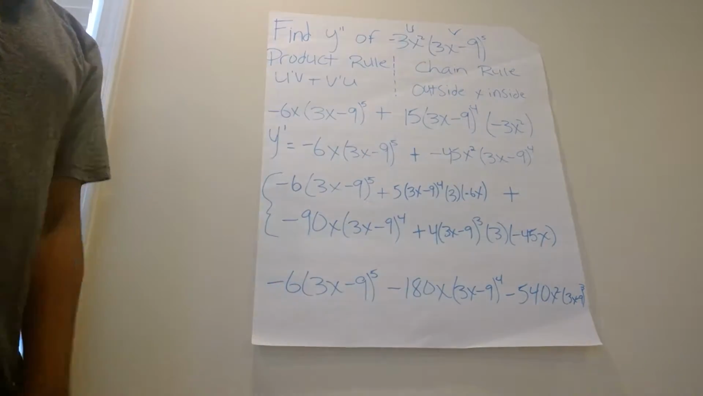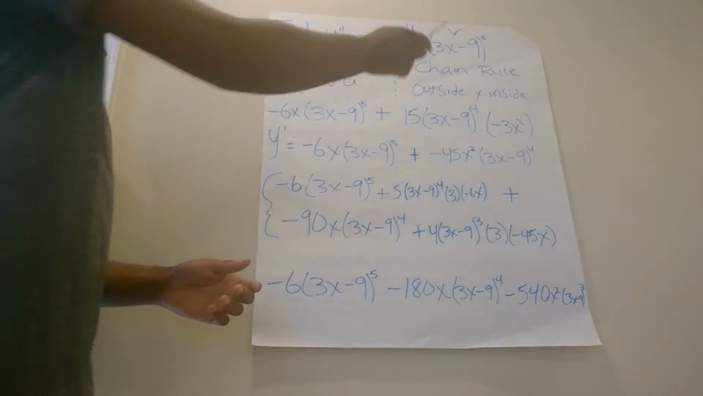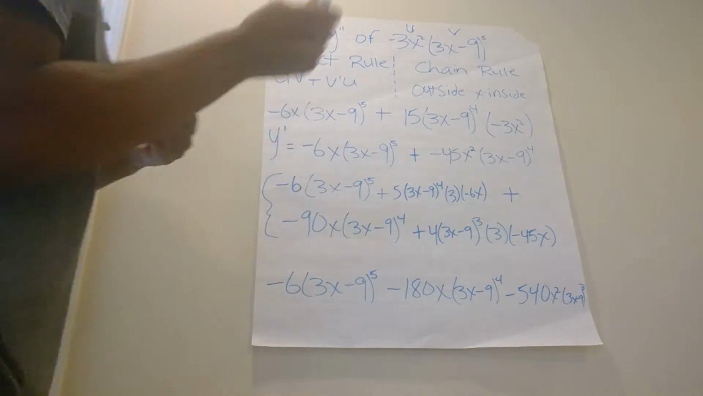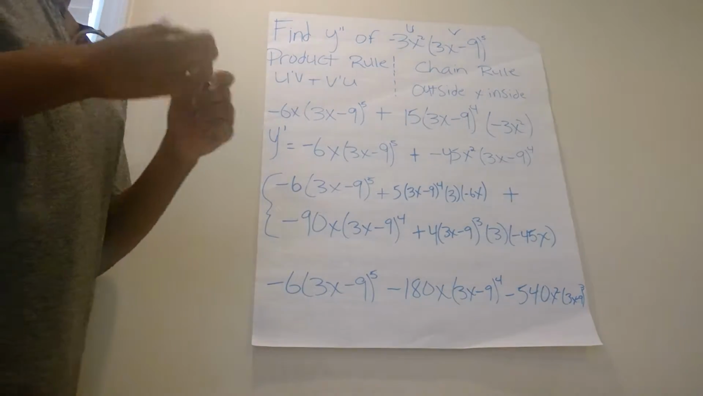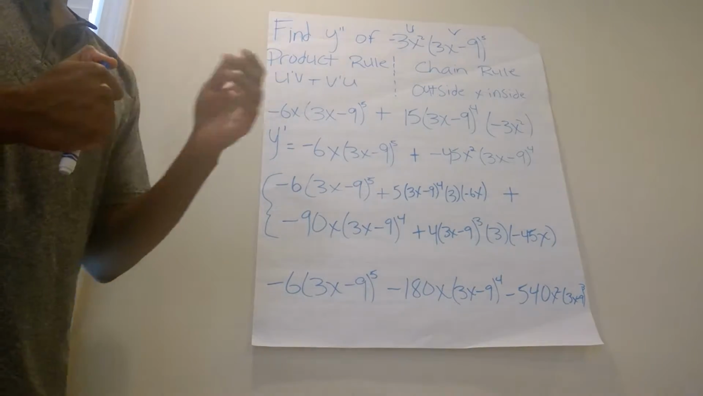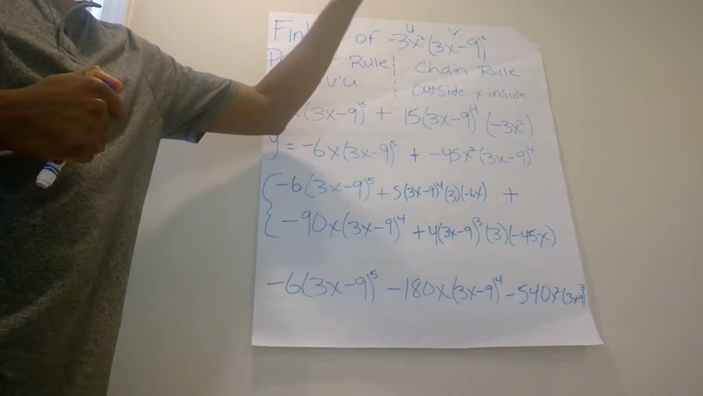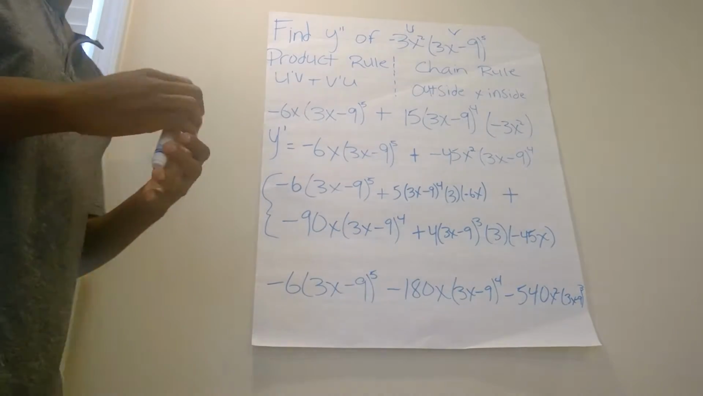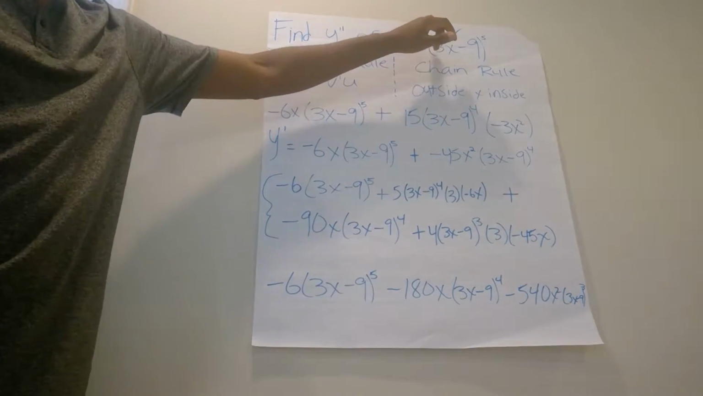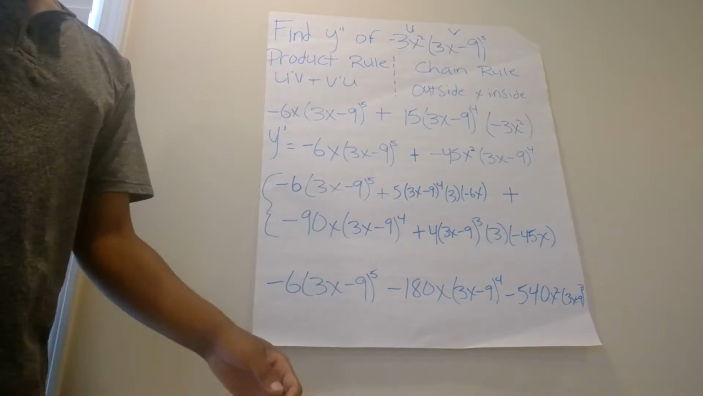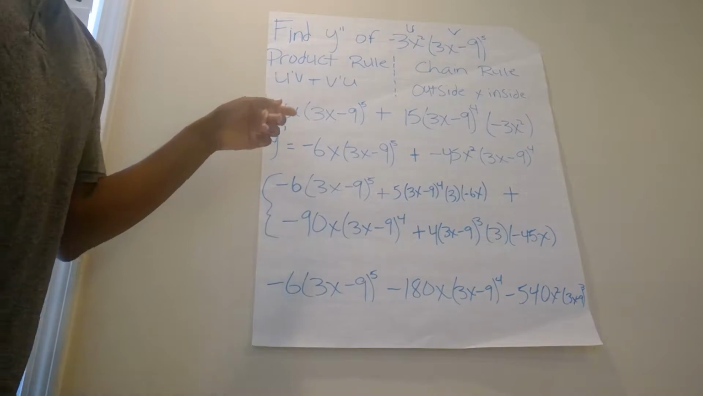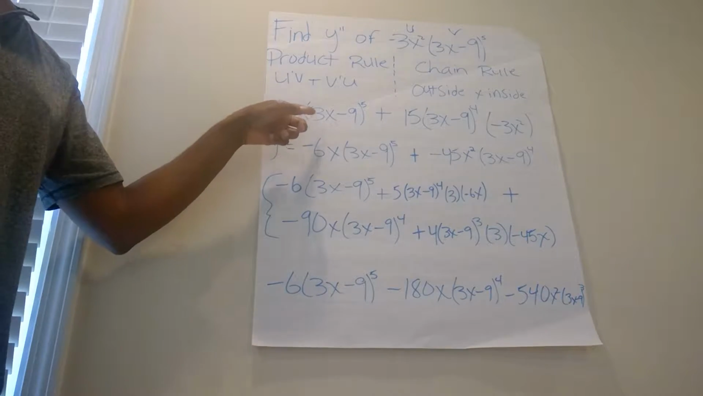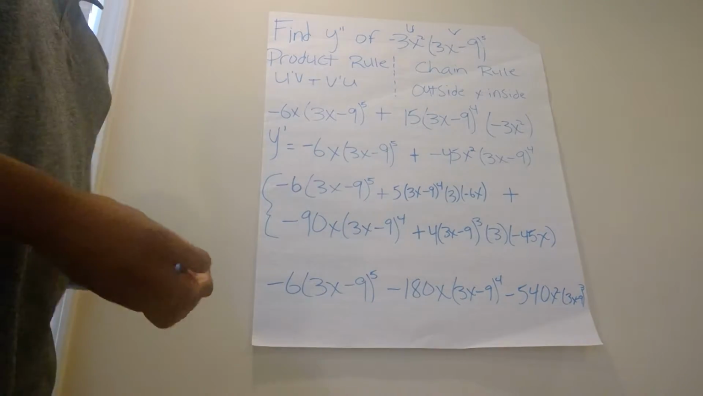on this right here. And so the derivative of negative 3x squared, in order to get the coefficient, you multiply the original coefficient and the exponent together, and for the exponent you would subtract 1. So in this case we have negative 6x, and we just simply multiply that by the v term, which is (3x minus 9) all to the fifth.